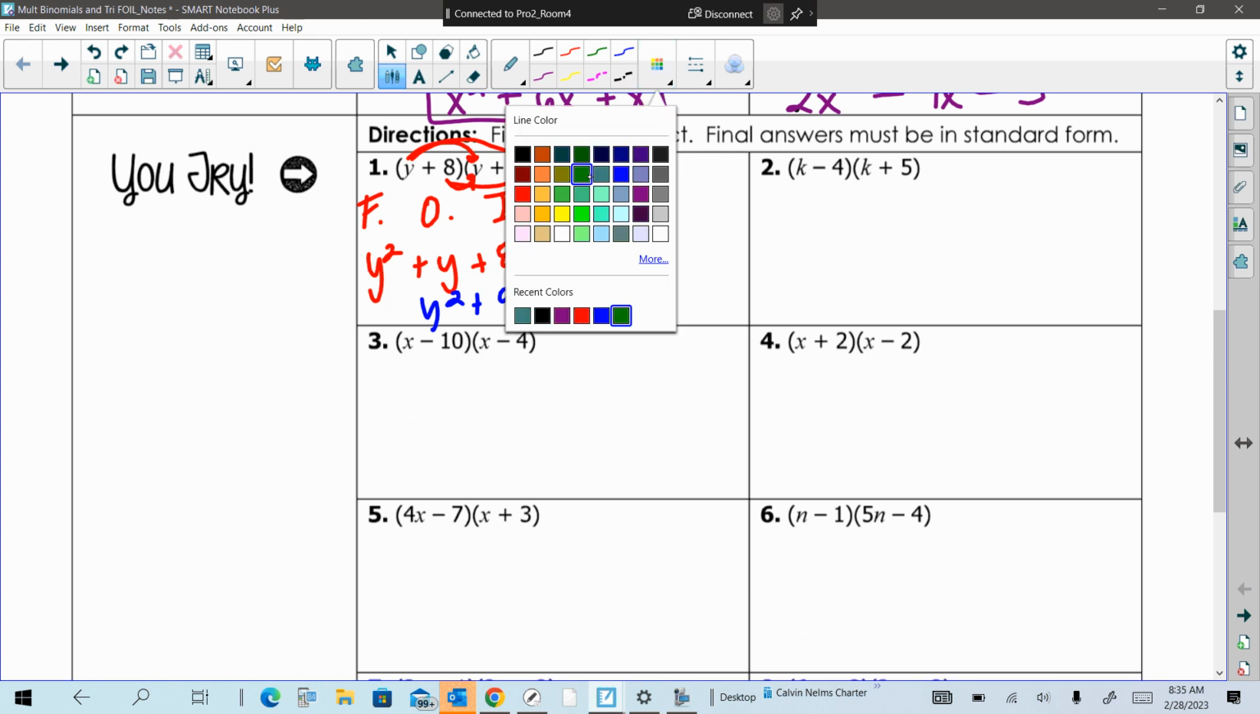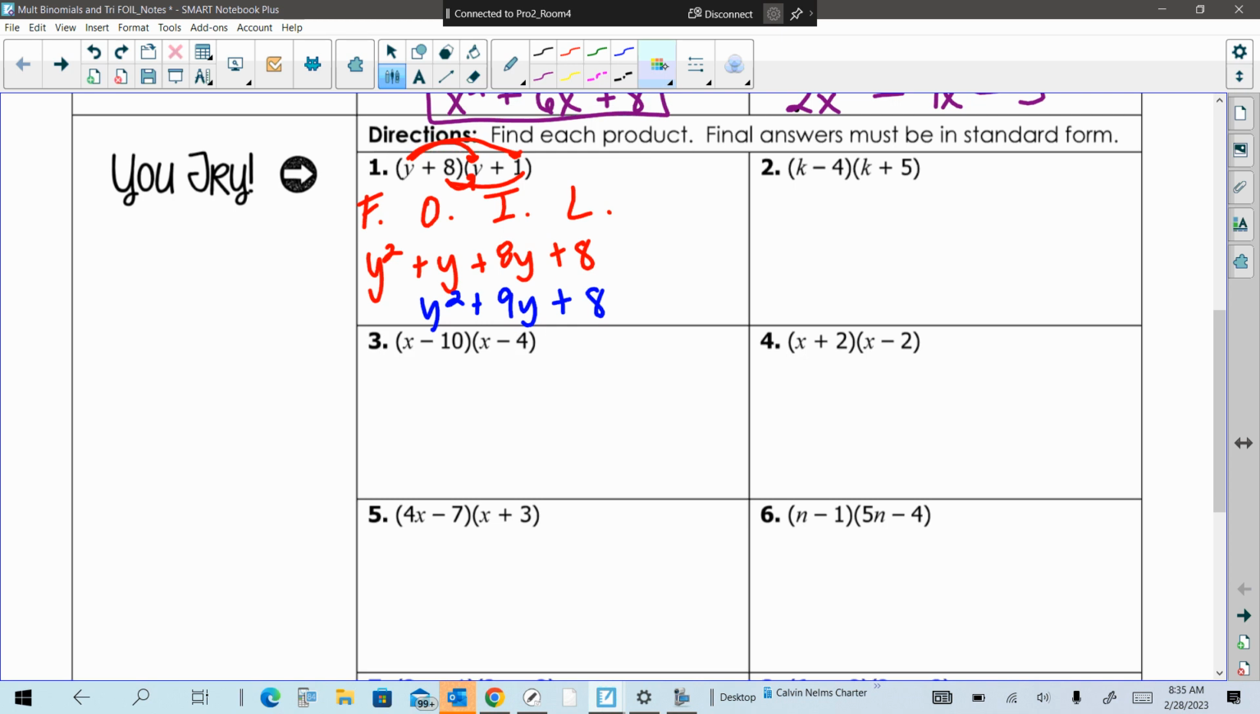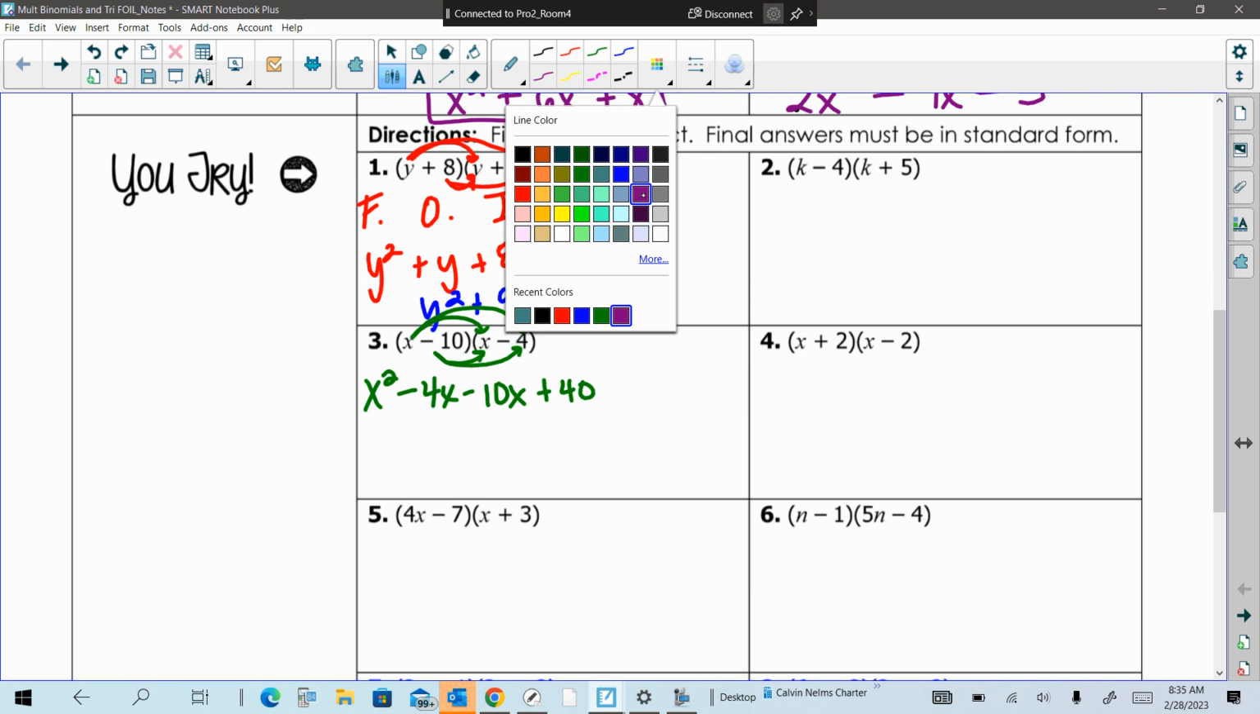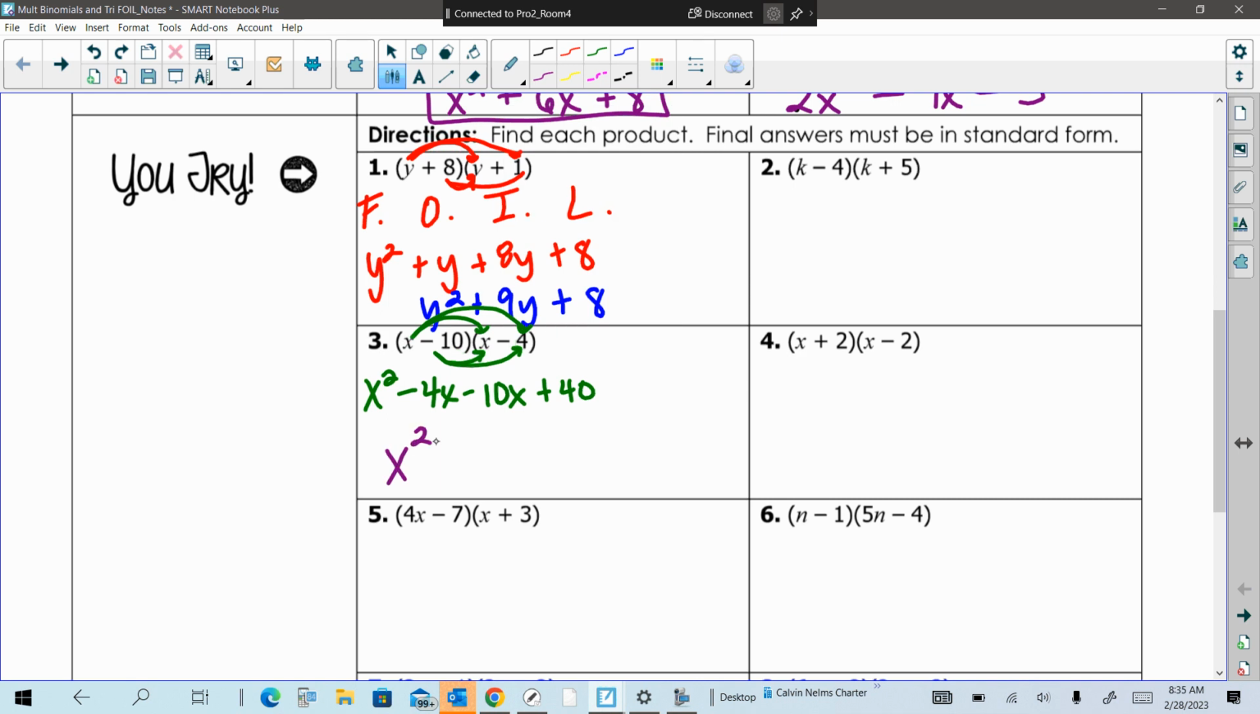All right, so number 3, first start x times x. That's going to give me x squared. Then x times negative 4 gives me minus 4x. Then I go to the next term. This is negative 10 times x, gives me negative 10x. And this negative 10 times a negative 4 gives me positive 40. We're going to combine like terms and start with the highest exponent: x squared minus 14x plus 40.